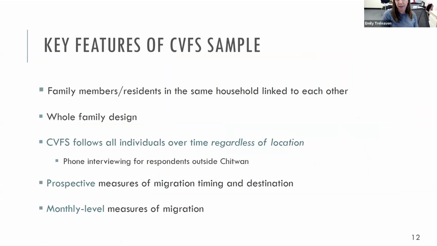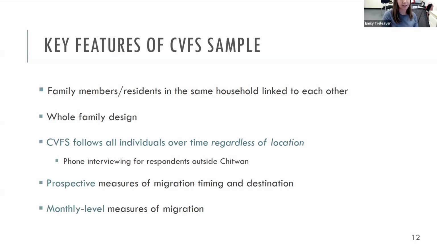The CVFS study design has been reviewed in other webinars, and it's also described in detail on our website, so I won't go into much detail here. But with respect to migration, I want to note that family members within CVFS households are easily linkable, even across households, even if they aren't in the same location. That can be done using the relationship grid, which I'll touch on later. We use a whole family design, meaning that there's no single head of household or reference individual in the household, which further facilitates those intra-household linkages.